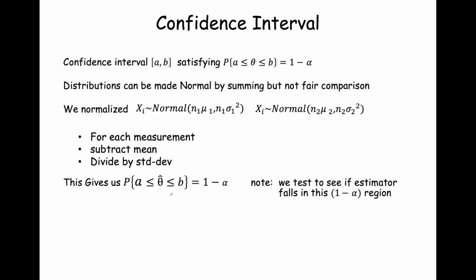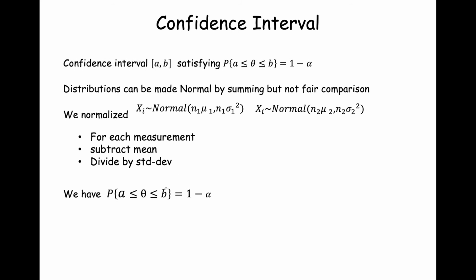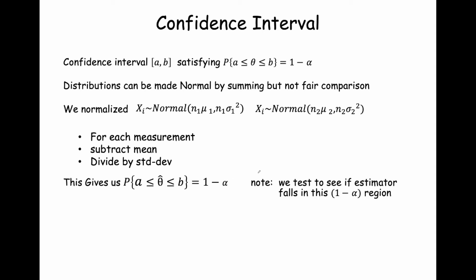All right, so we can replace our theta with theta hat, and we have the following expression. This gives us that the probability that our estimator theta hat is in this interval is 1 minus alpha. So now we're going to test to see if the estimator falls within this region. Because if the estimator falls within this region, certainly the unknown parameter theta is also going to fall within this region, because our theta hat is a good stand-in for our unknown theta. Okay, so we're going to test to see if the estimator falls within this region, with some probability 1 minus alpha.